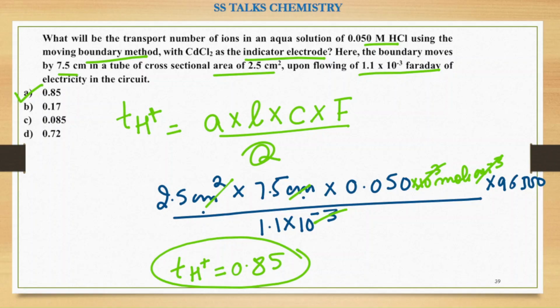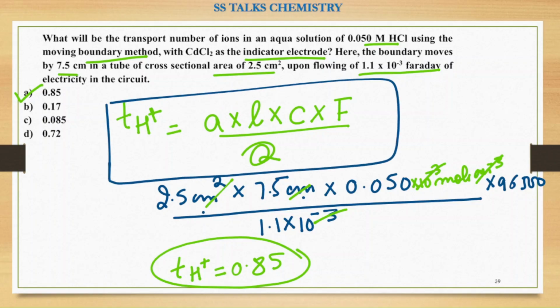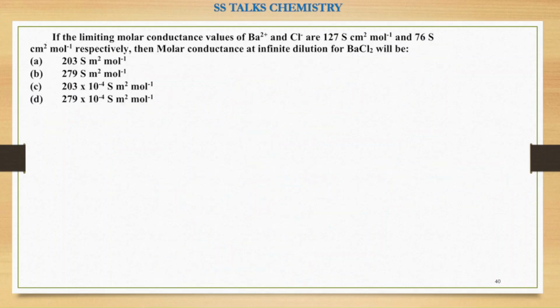So this formula, just remember this one. The conditions for the moving boundary method are what should be the speed of the ions present in the indicator electrolyte and the desired electrolyte, how their cationic speeds should vary, and what the conditions are. These are the important questions from the moving boundary method. Okay. Next is this one.